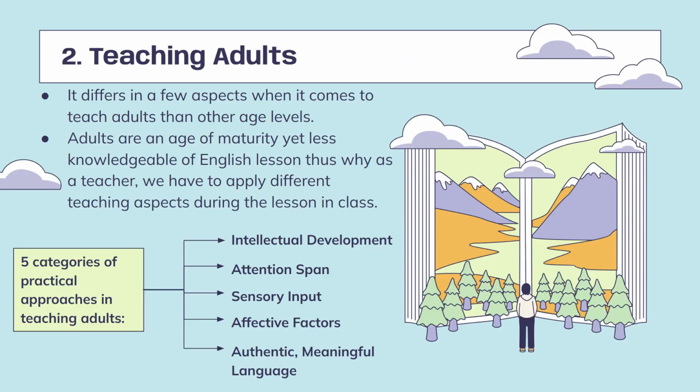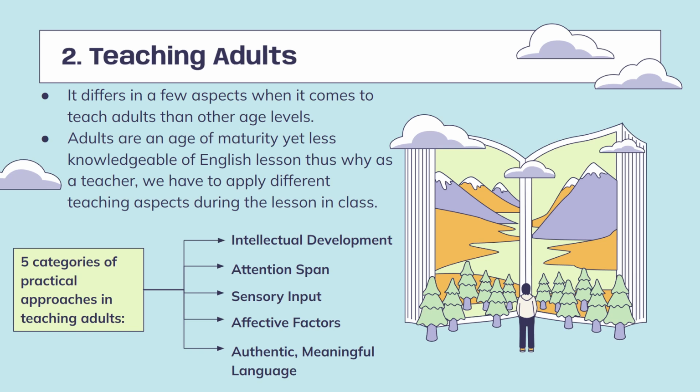Now, moving on to the next part, which is teaching adults. It differs in a few aspects when it comes to teaching adults than other age levels. Teaching adults is not the same as teaching children or teenagers. Adults have more maturity, responsibilities, and experiences, so lessons need to be approached differently to match their needs and learning style.